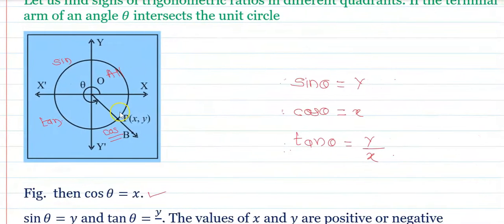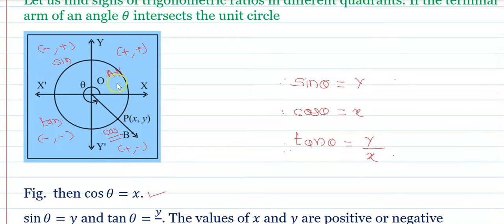And so to remember the signs, what are the values of x and y in that quadrant? Are they positive or negative? In the first quadrant, x and y both are positive. In the second quadrant, x is negative, y is positive. In the third quadrant, both are negative. In the fourth quadrant, x is positive and y is negative, in this way.